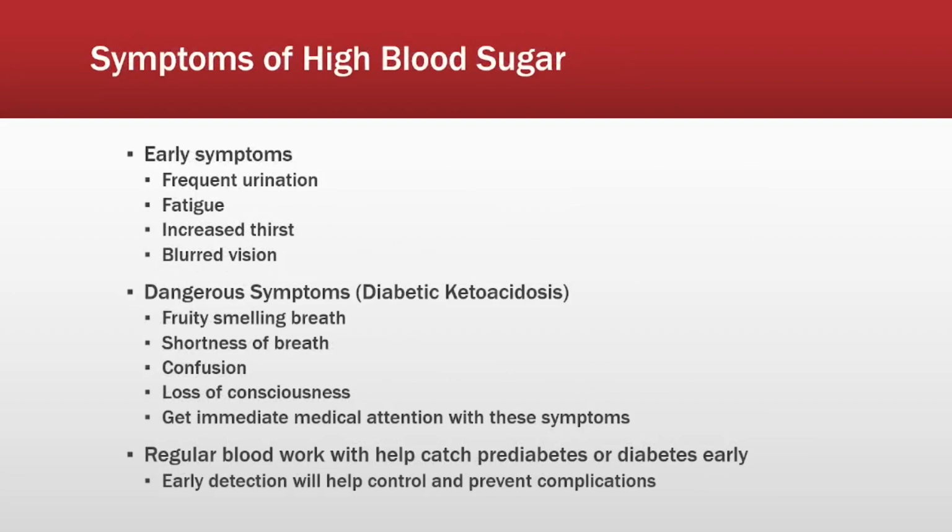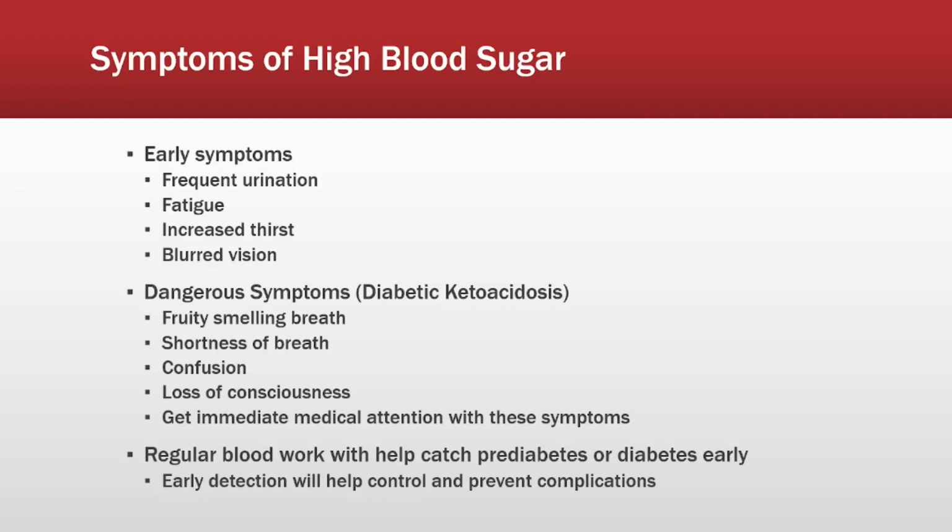So some symptoms of high blood sugar. Early symptoms: frequent urination. You're definitely going to notice yourself waking up at night more than you used to, and even during the day as well. But most people pay attention. If, hey, for some reason I'm waking up 3 times every night to go to the bathroom, that could be a sign, and you're going to want to, regardless, talk to your doctor about it.